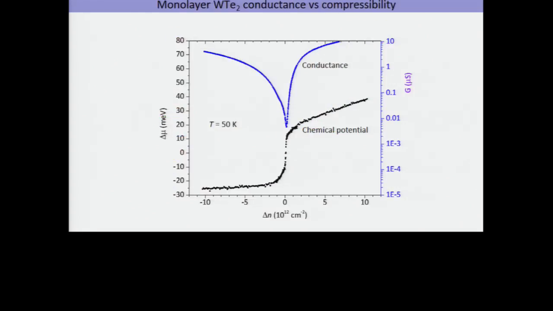And here, just summarizing that, at the same time as we see a very, very sharp minimum in the log of the conductance, that's a log scale, the blue line here, we see this step in the chemical potential. This is at 50 Kelvin. It just gets sharper and sharper as we cool it down. But the temperature at which this sharp feature appears, and that step appears, is 100 Kelvin in a monolayer.